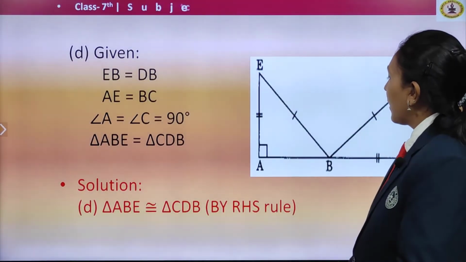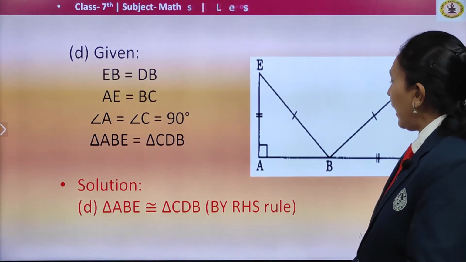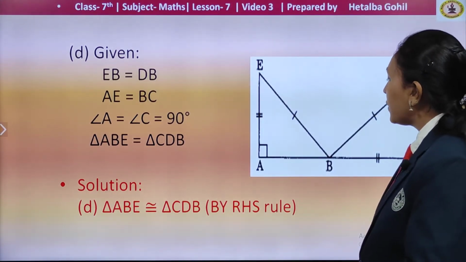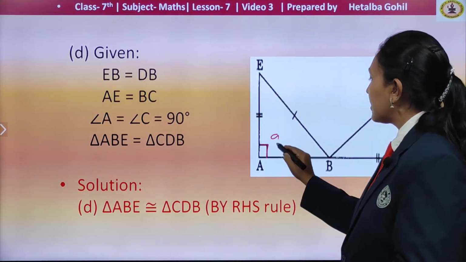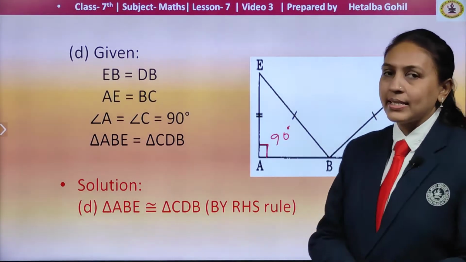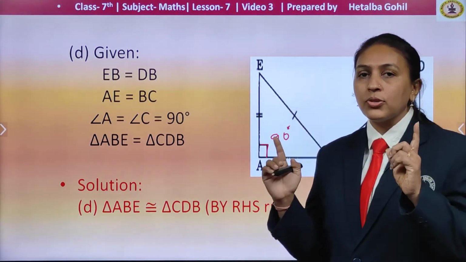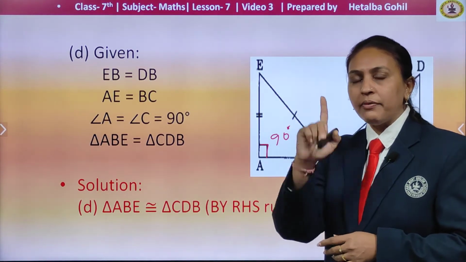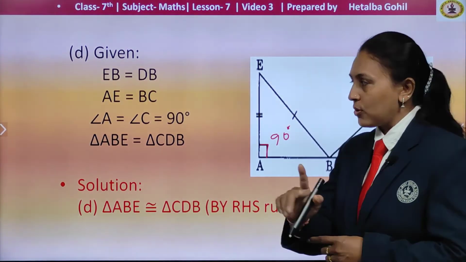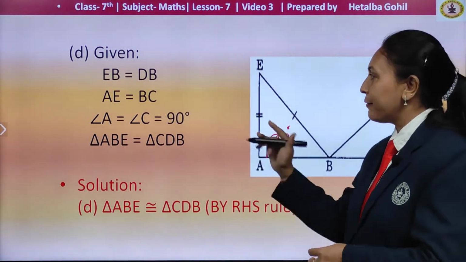Next, the triangle ABE and triangle CDB given to us. Children, you can see here very nicely that this mark shows that this is 90 degree. That means it is a right angle triangle. So the first thing should strike your mind that it is something related to right angle triangle. Only one criteria we had, that is RHS. Okay, but let us still further clarify it.